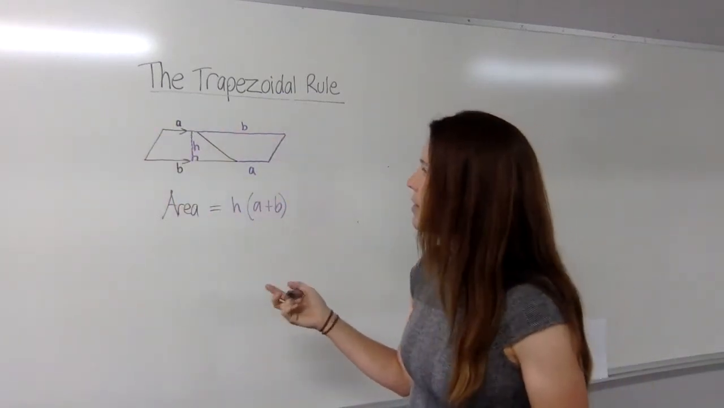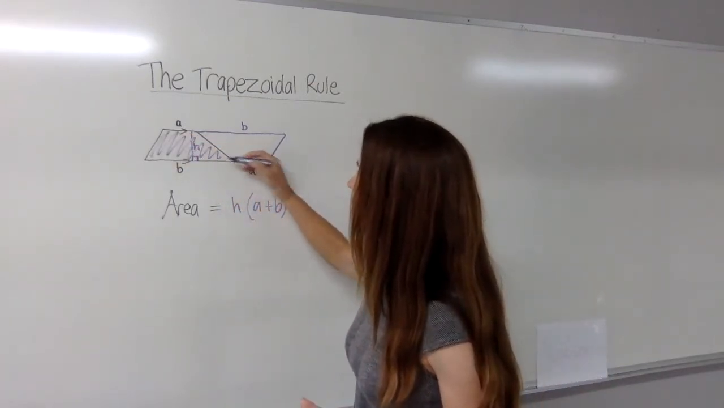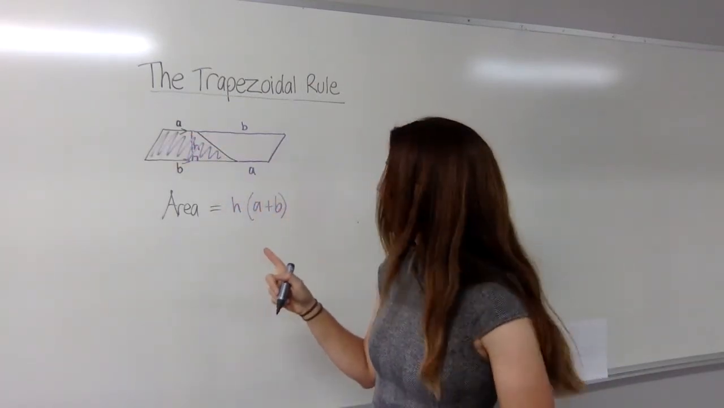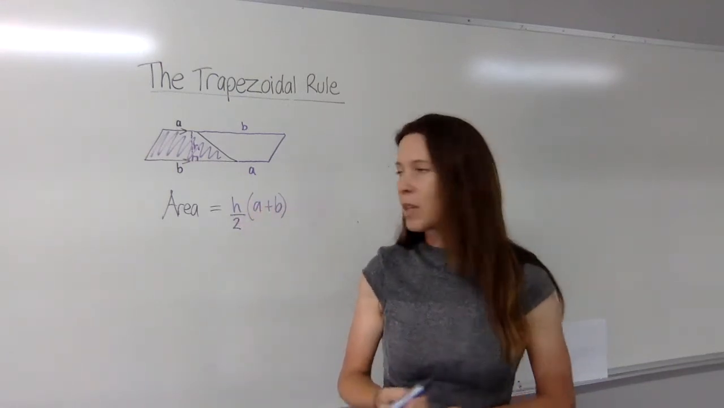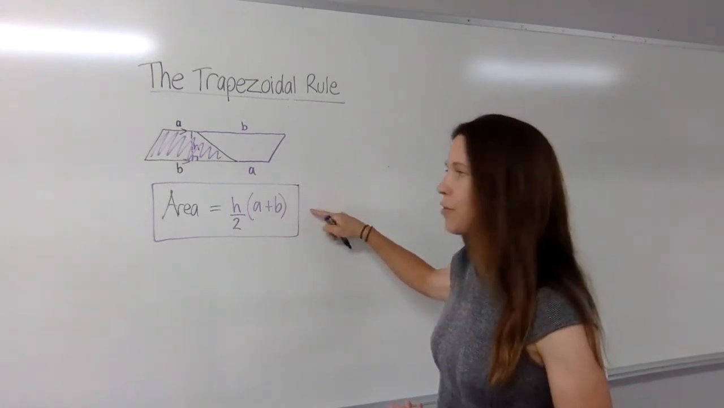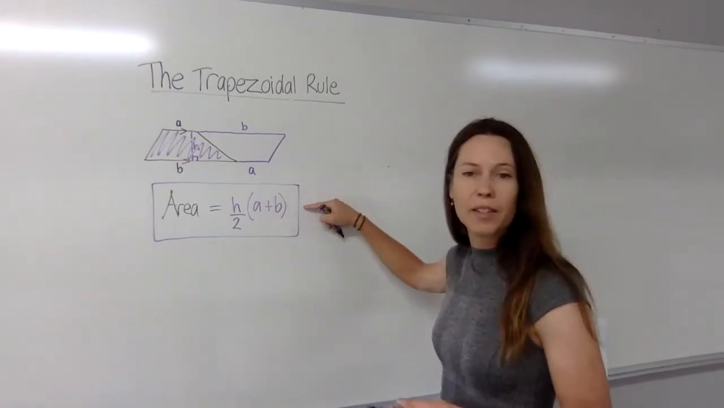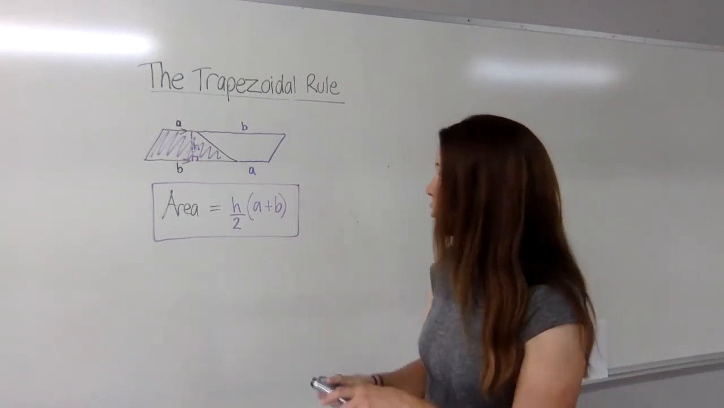But it's too big, isn't it? It's twice the size of what we wanted. We actually just wanted the area of one trapezium, not two. So we need to halve it, and a simple way to do that is to halve the height. So this is the formula for the area of a trapezium, and this is something that you should have known for a few years now, but it's important that you have this right so that you can apply the trapezoidal rule correctly and think through what you're doing.